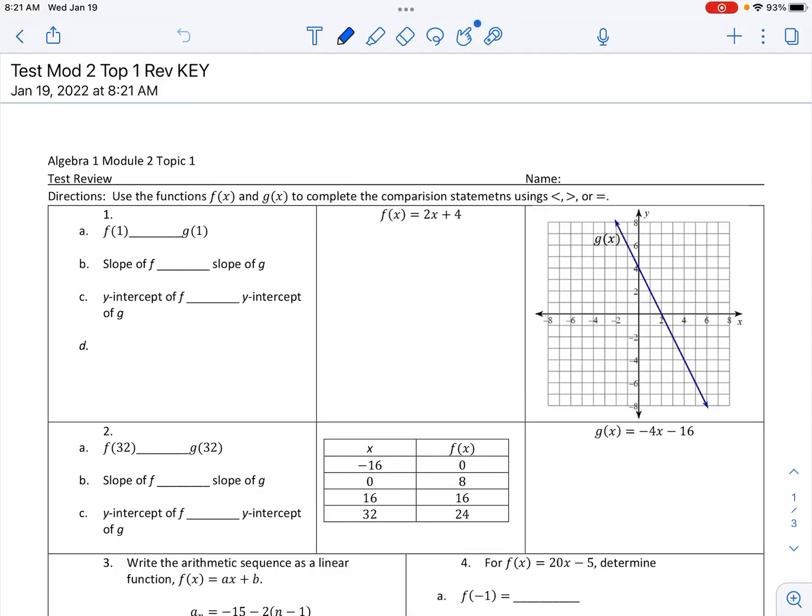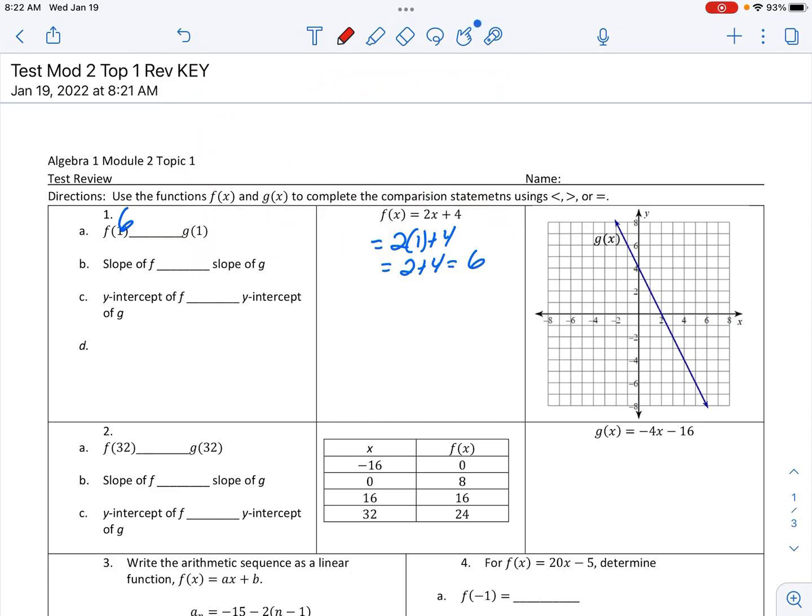Okay, question 1, compare the two functions here. f of 1 is an equation, so replace that x with 1 and do some mental arithmetic. So 2 times 1 plus 4 gives me a value of 6. So I'm comparing the value of 6 to g of 1.